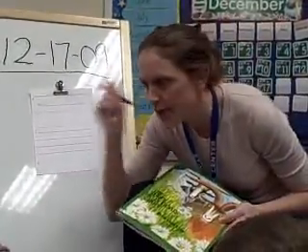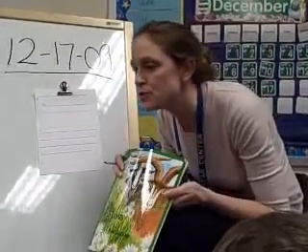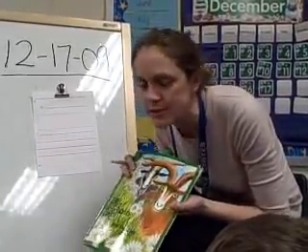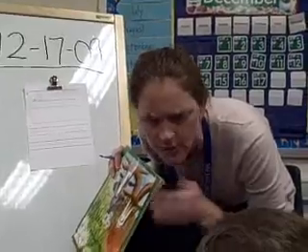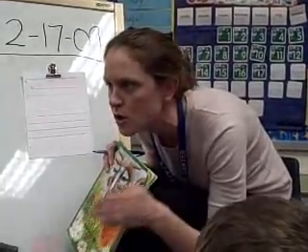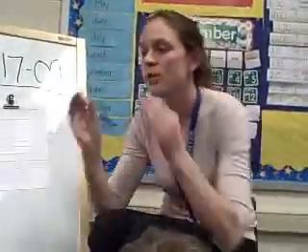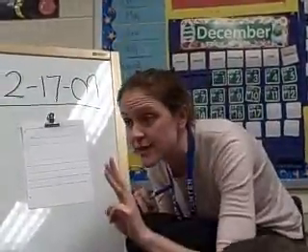Demetrius hit it right on the head. Demetrius, you are absolutely right. A story has a sequence of events. What is a sequence of events? What does that mean when we sequence things? We put them in order from first to last. So you are going to write a story with a sequence of events. 3 things that happen in a row.